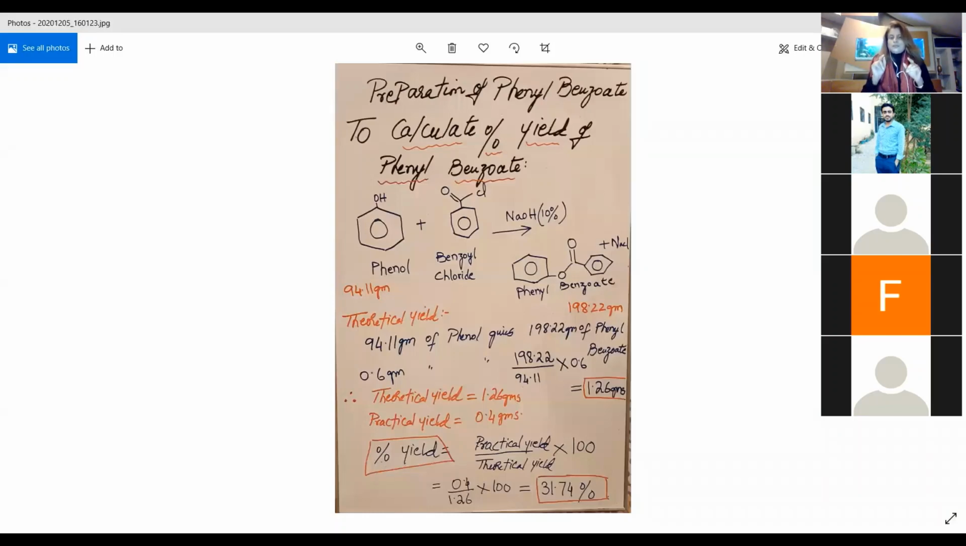In which that is digitally monitored, okay? So the recorded temperature of your phenyl benzoate is around 69 degrees centigrade. Here, you can see here, okay?